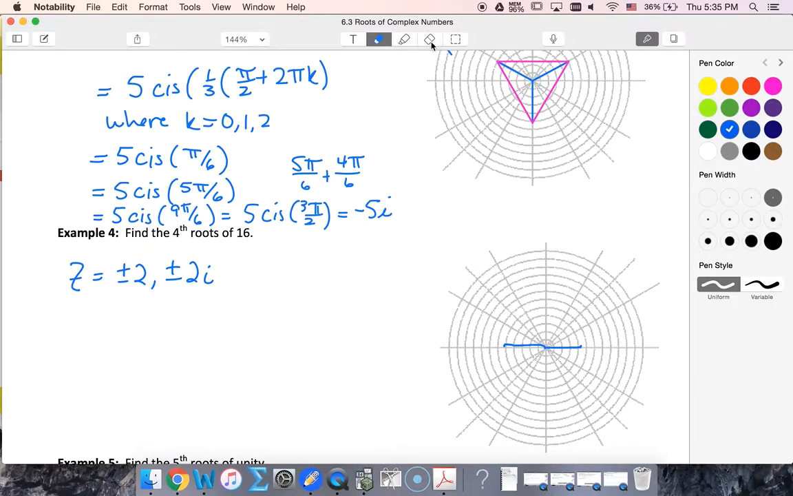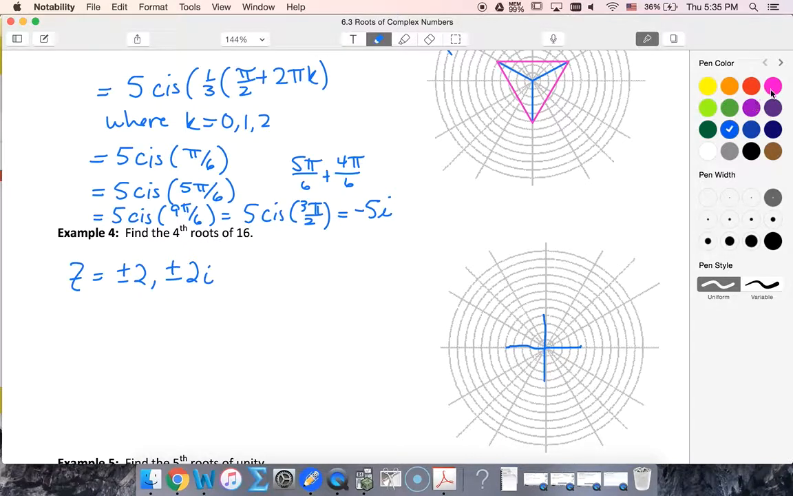Ooh, that did not work. Still did not work. There we go. Well, maybe not. There's my straight line tool.